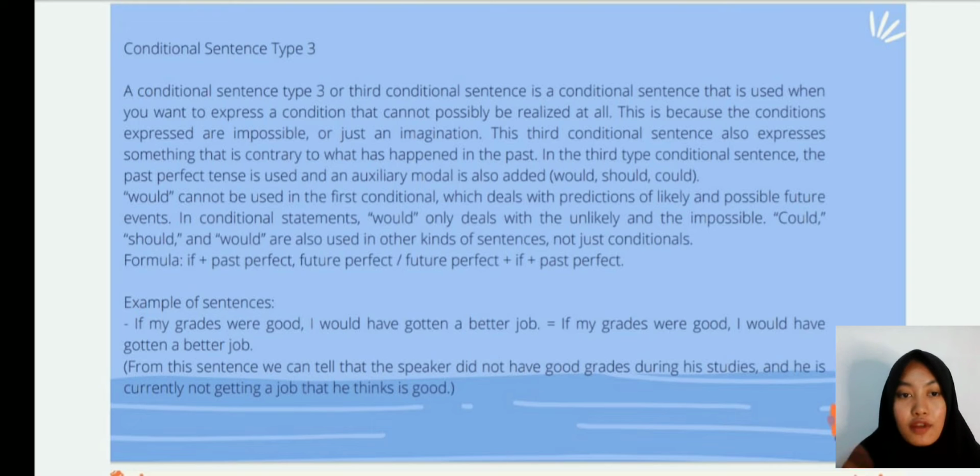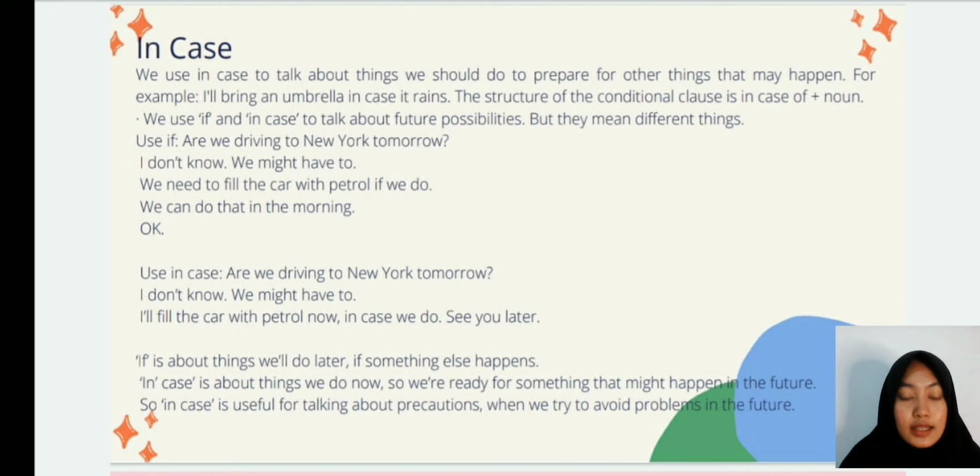It means from this sentence, we can tell that the speaker did not have very good grades during his studies, and he is currently not getting a job that he thinks is good. The next is in case. We use in case to talk about things we should do to prepare for other things that might happen. For example, I bring an umbrella in case it rains.